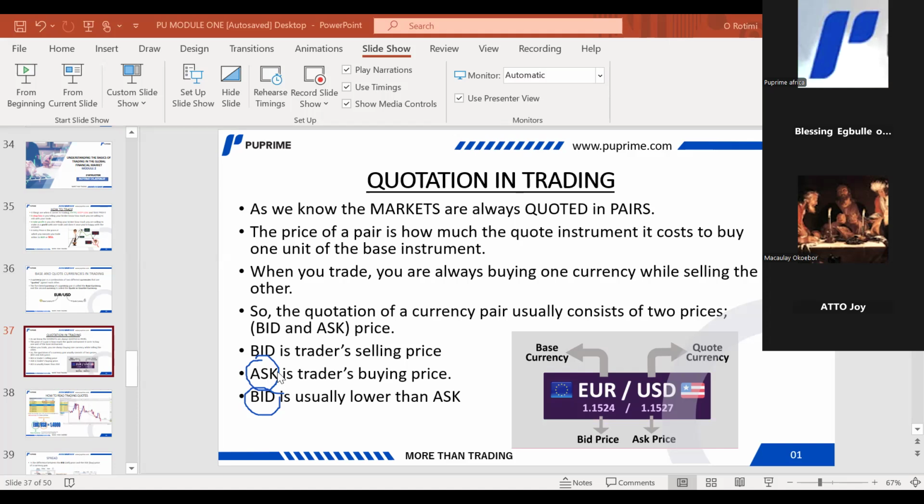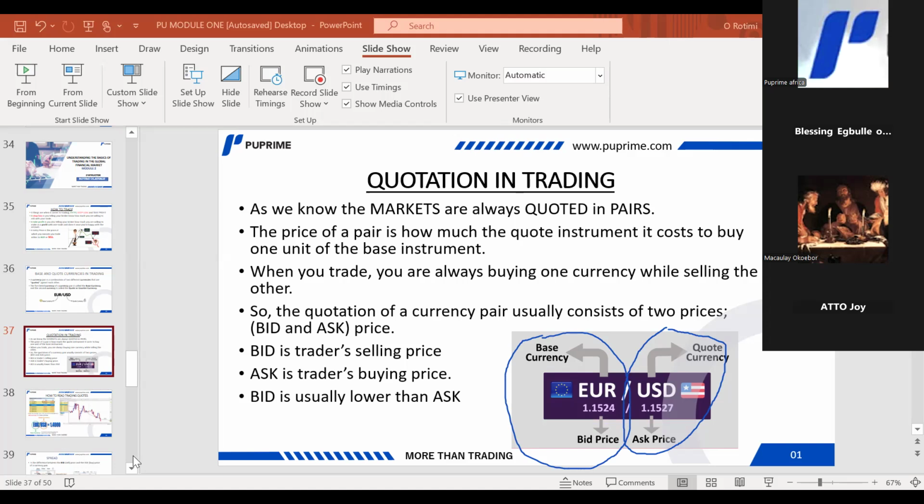So, like I said, the ask price is the price you are requesting to know how much he is willing to sell to you, and the bid price is the negotiated price that he finally agreed to sell to you. If you come to this side of the table, you will see that the ask price is on the same side as the quote currency. The quote currency contains the ask price, while the base currency contains the bid price. And usually the ask price is always higher than the bid price.